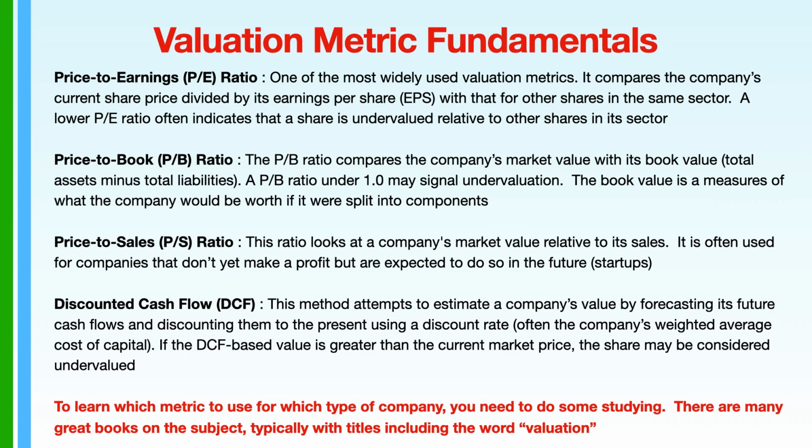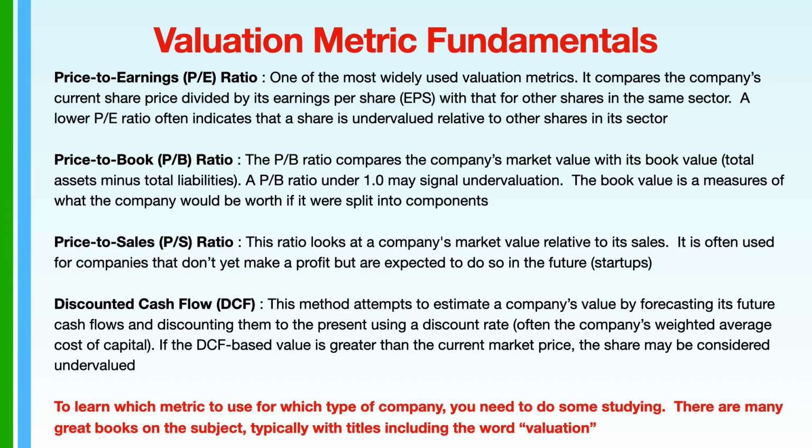Let's look at some valuation metric fundamentals. We already discussed price to earnings or PE ratio, which is one of the most widely used valuation metrics. It compares the company's current share price divided by its earnings per share with that for other shares in the same sector. A lower PE ratio often indicates that a share is undervalued relative to other shares in its sector.